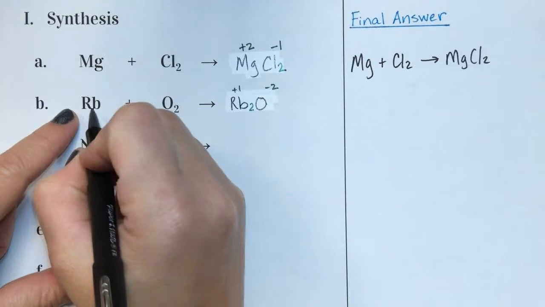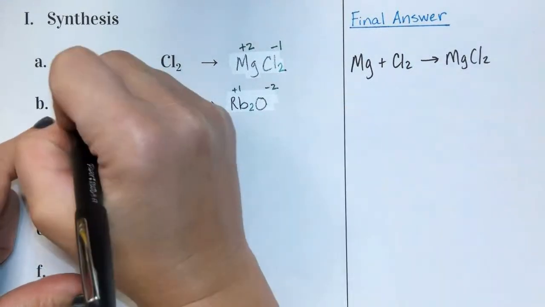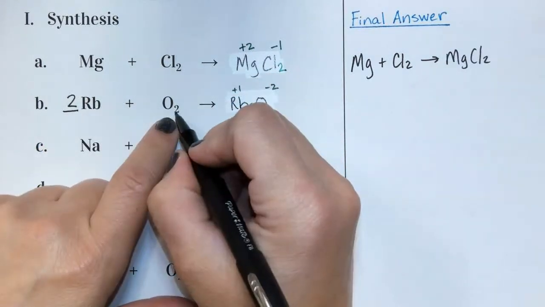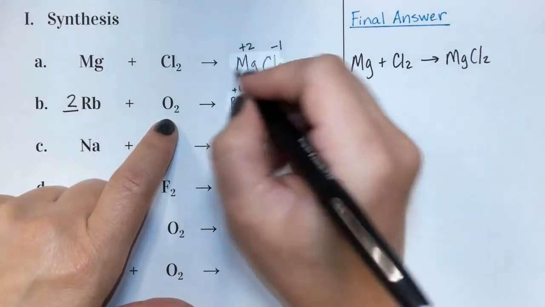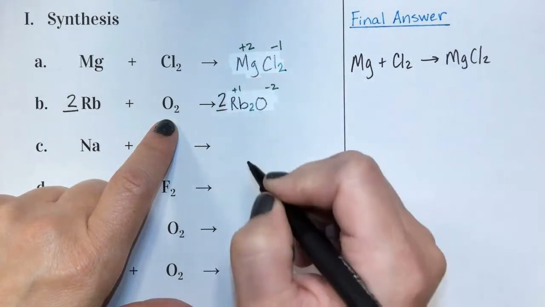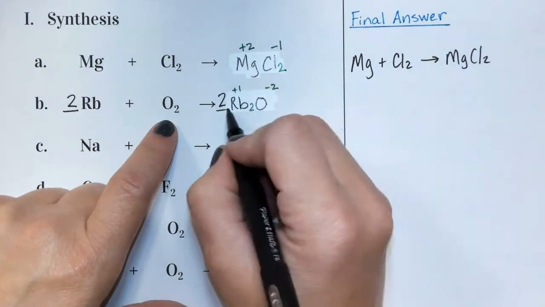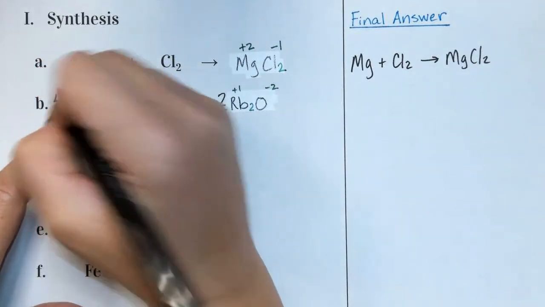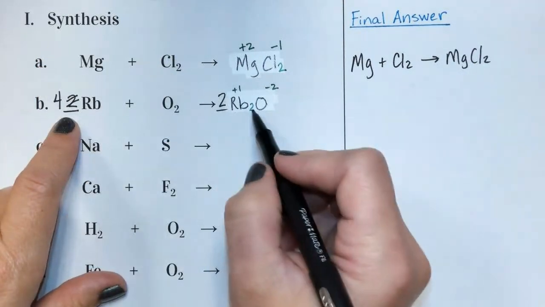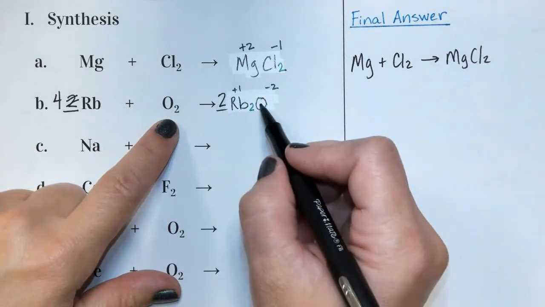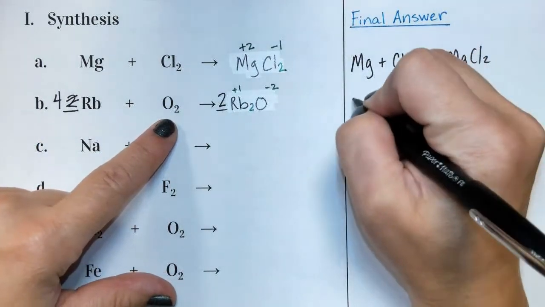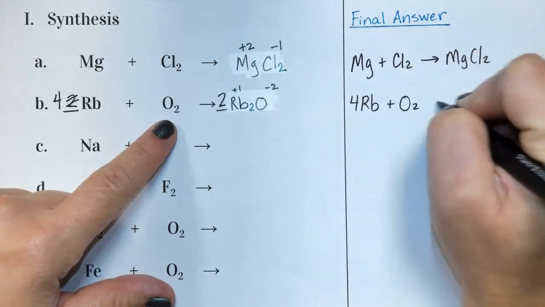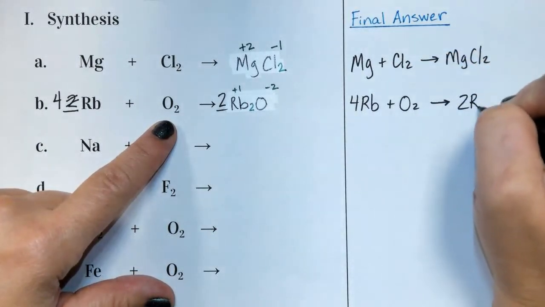We have 1 rubidium on the left, 2 on the right, so this is going to need a coefficient of 2. And then we have 2 oxygens on the left, but only 1 oxygen on the right, so this will get a coefficient of 2, but this has modified my rubidium. Now I have 4 rubidiums on the right, so we'll fix this to be 4. 4 rubidium, 2 oxygen, 2 oxygen. Final answer is 4 rubidium plus oxygen yields 2 rubidium oxide.